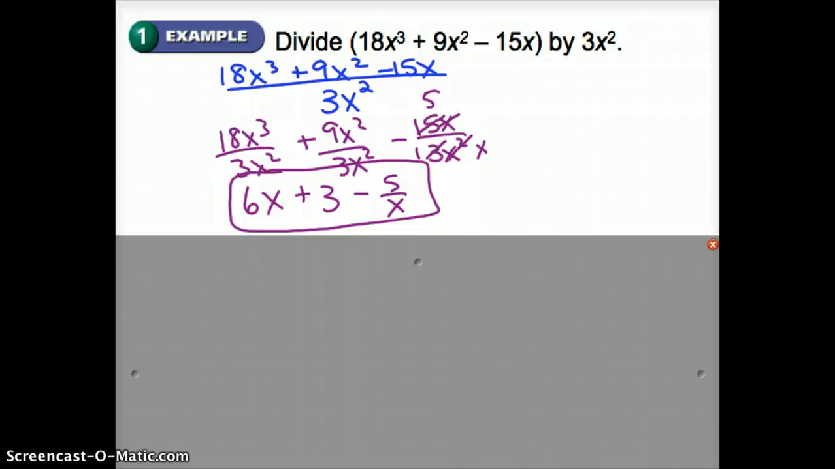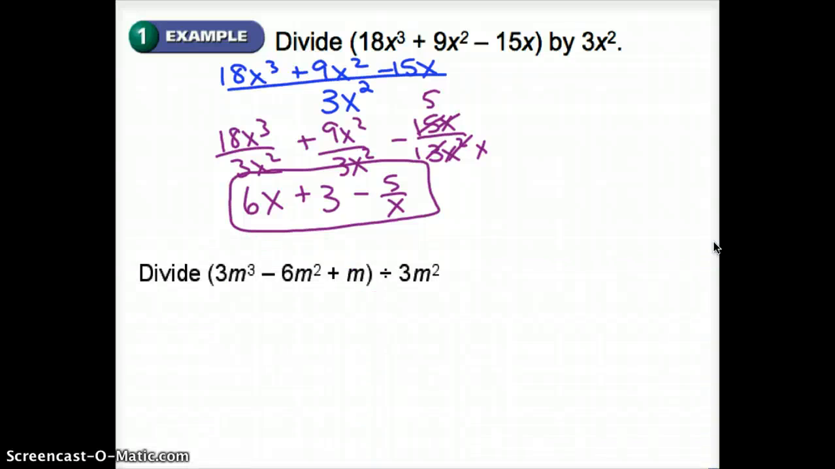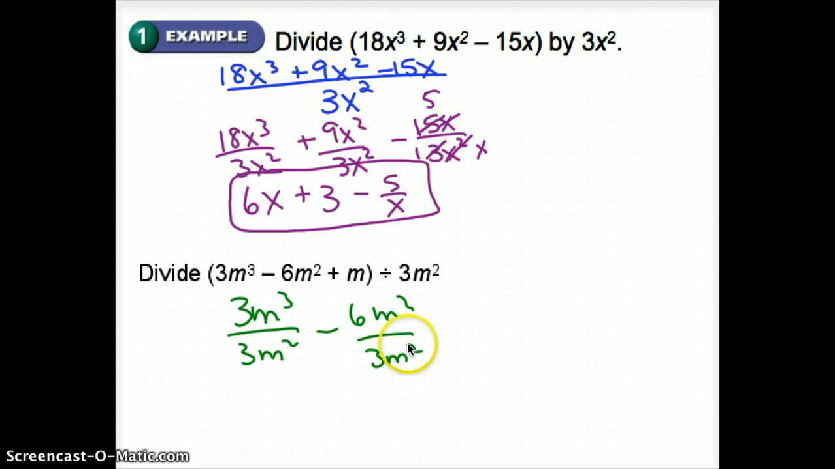Why don't you try one by yourself? I want you to divide 3m cubed minus 6m squared plus m, all divided by 3m squared. I'm going to set it up the same way: 3m cubed divided by 3m squared minus 6m squared over 3m squared plus m divided by 3m squared. And I'm going to look at each part.